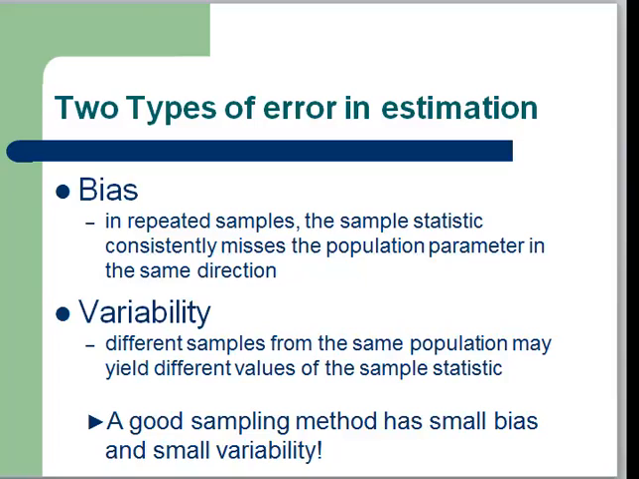Variability, on the other hand, is this. When different samples from the same population are taken, different values of the sample statistic are the result. If we are going to use a sample statistic to estimate a population parameter, then a good sampling method needs to be used, and a good sampling method has small bias and small variability.